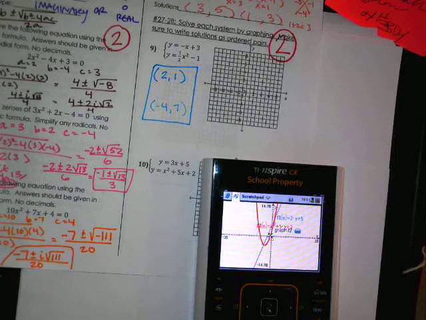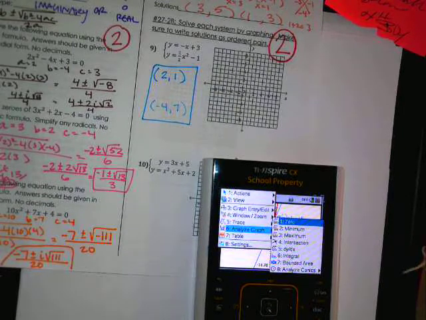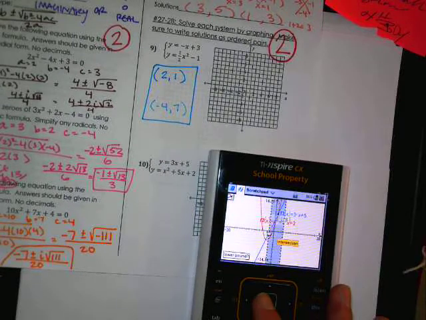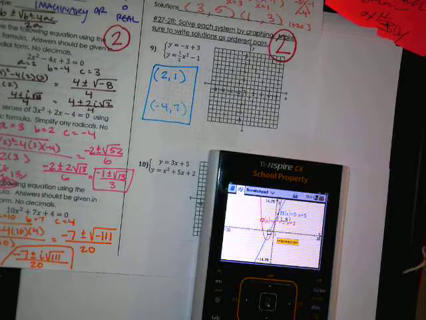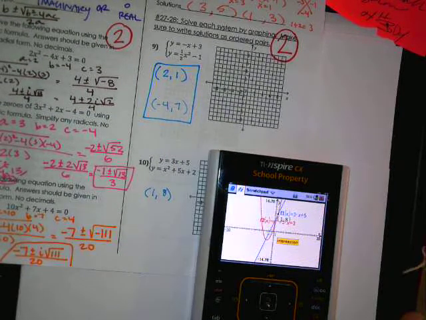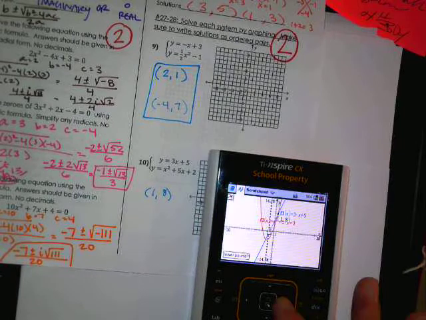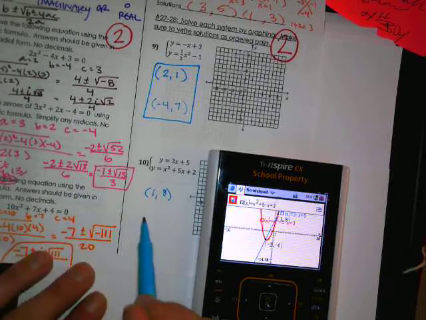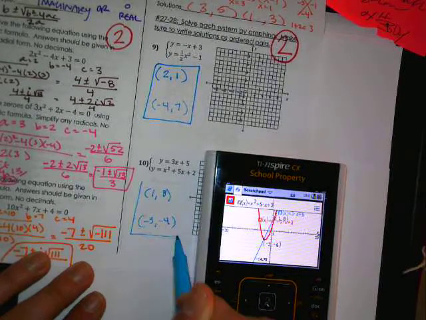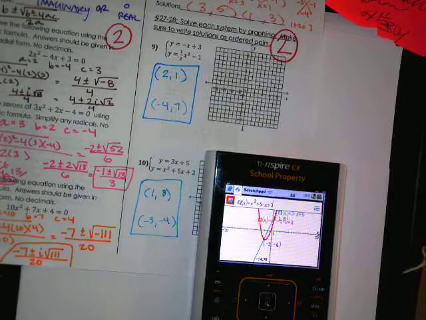And then do the same thing. Menu, analyze, intersection. Highlight the first one till it pops up, 1, 8. And then we're going to do the same thing, analyze, intersection. Highlight the other one until it pops up, -3, -4. So a lot of calculator work on those two problems. Not a whole lot of math though.